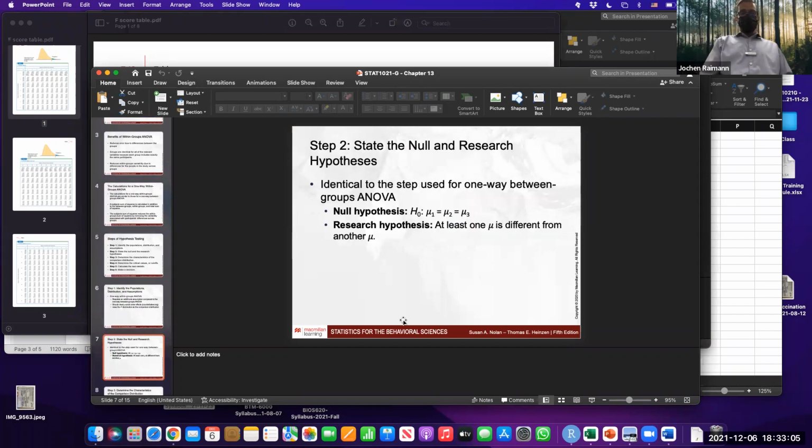So you state null and research hypothesis. So again, this is mu1 equals mu2 equals mu3. So there's no differences between these means. Whereas the alternative is that at least one mu is different from another mu.